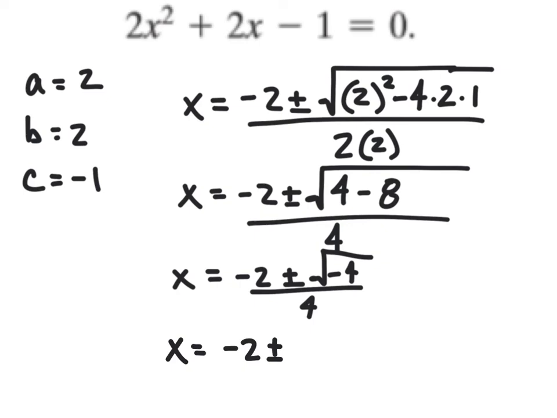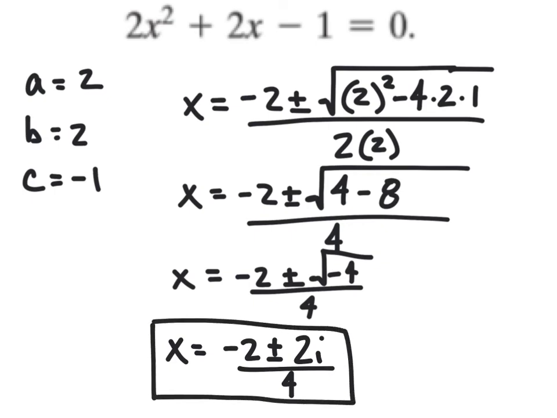Now the square root of negative 4 is going to give me an imaginary number. The square root of 4 is 2. The square root of a negative is going to give me an i. So I got negative 2 plus or minus 2i over 4. Technically you could leave your answer like this.